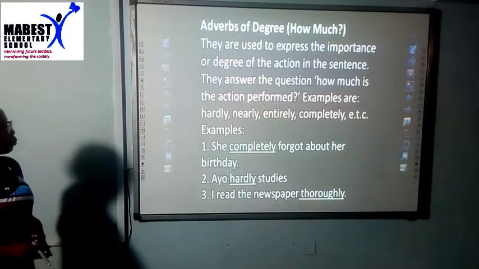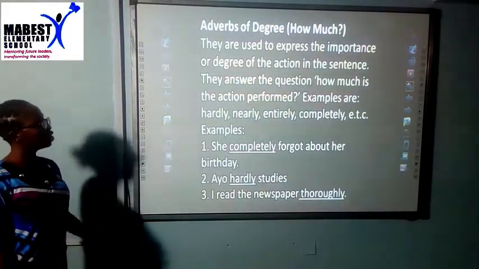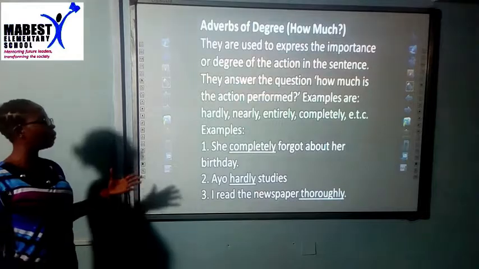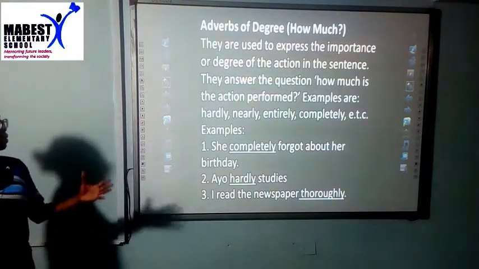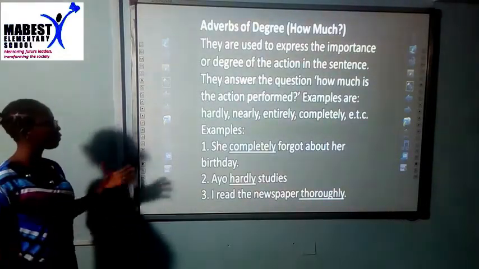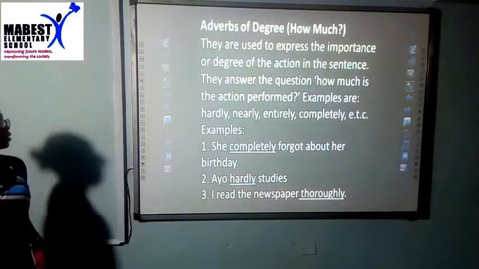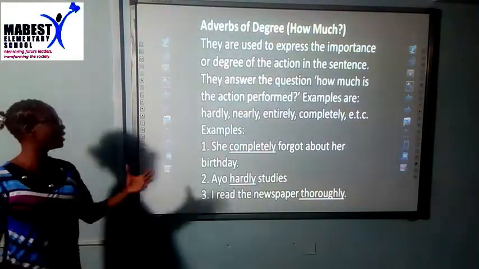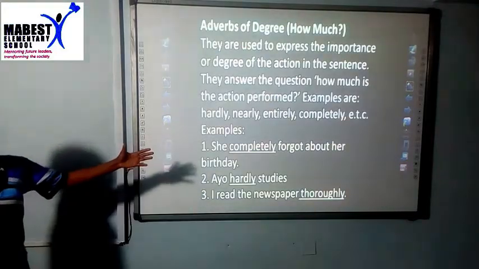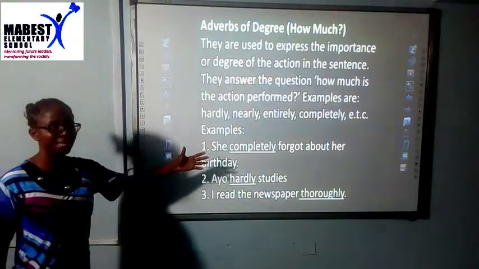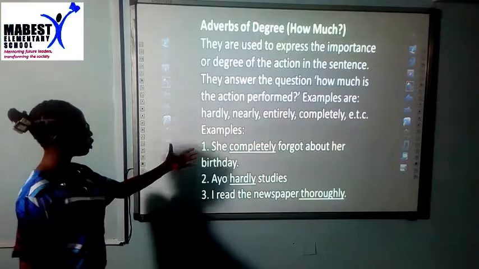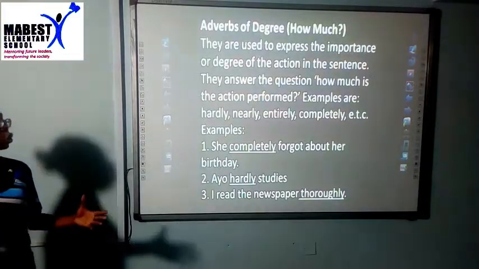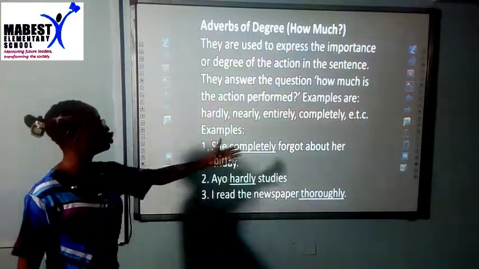Here are sentences to back that up. Number one, she completely forgot about her birthday. Here, forgot is the verb in the sentence, so it's the action in the sentence. Completely is the adverb in the sentence, giving us more information about the action, forgot.